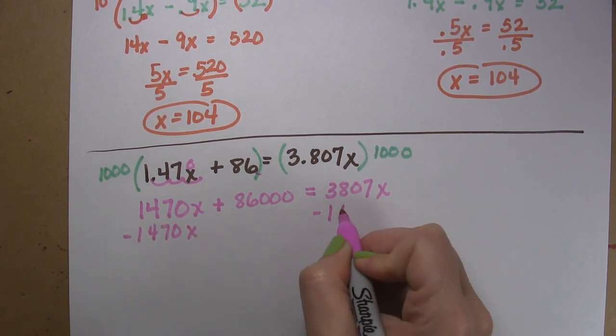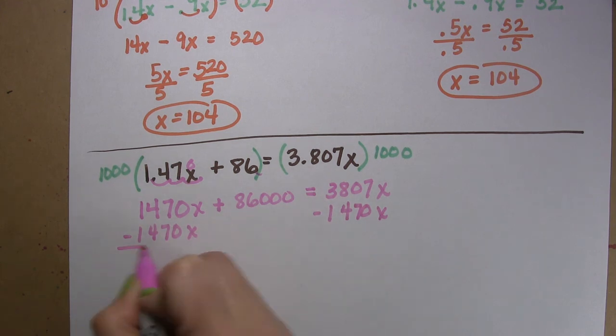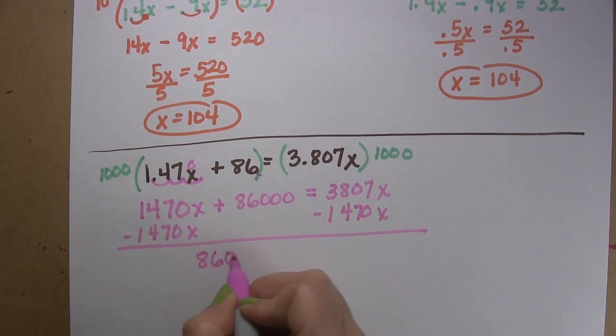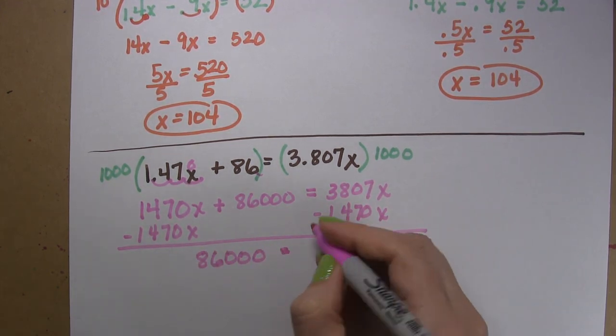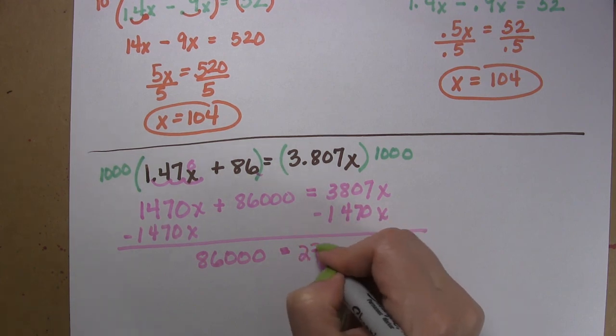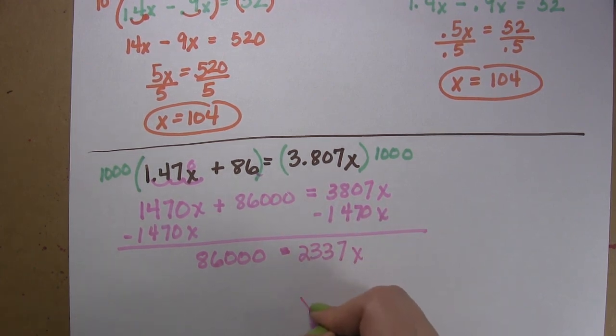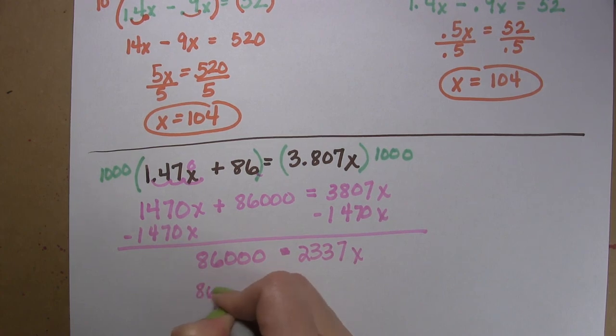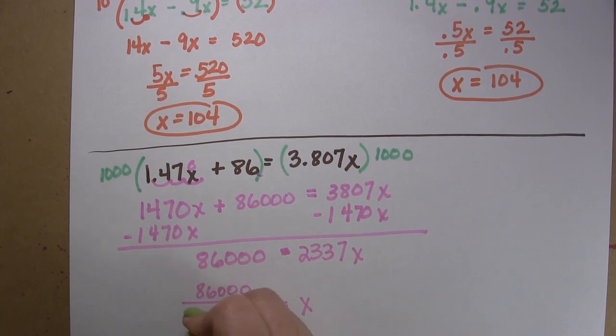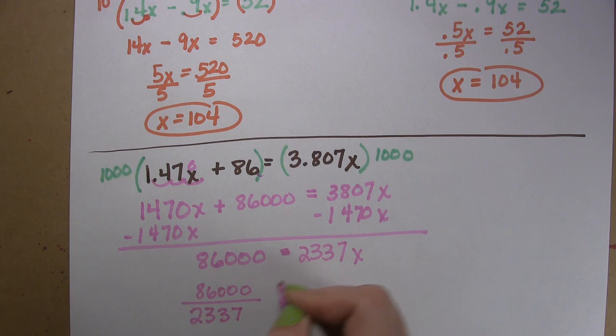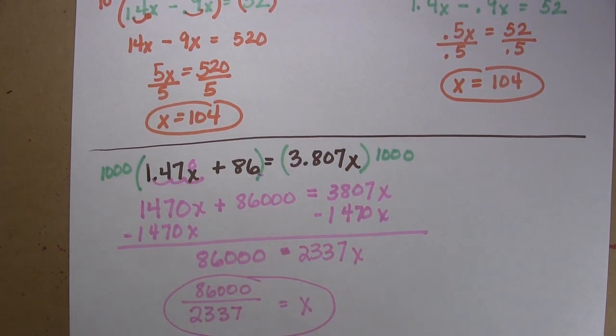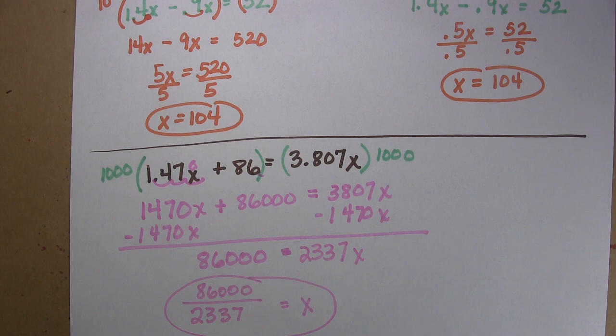And now we can just solve normal. All of our decimals are gone. Everything looks nice and neat. We have 86,000 equals 2337x. So x is going to equal 86,000 divided by 2,337, which is a very ugly number. If you put it in your calculator, you get an irrational number, a never-ending decimal that doesn't seem to repeat. And I don't think that that can be reduced anymore. So I'm going to leave it just like that.